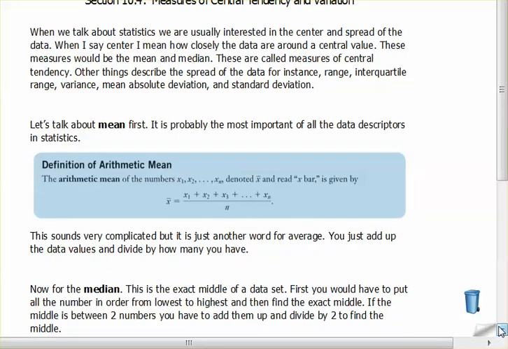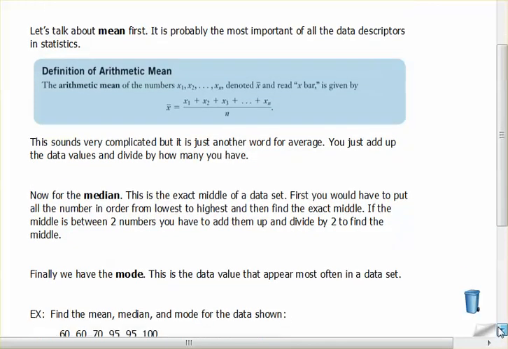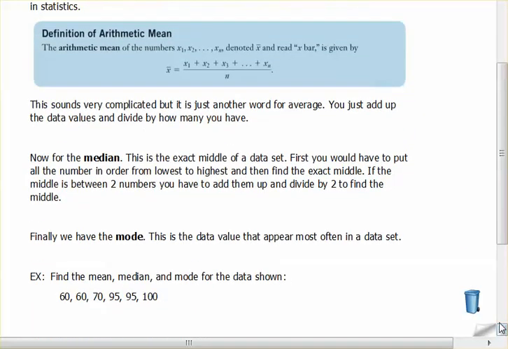Also, we need to talk about the median, which is another measure of central tendency. The median is the exact middle of a data set. To find the exact middle, you first have to put all of your numbers in order from lowest to highest, and then find the exact middle. Sometimes the exact middle is in between two numbers. If that's the case, you add them up and divide by 2 to find the middle. Think of the median as you're driving down the road, and the thing in the exact center or middle of the road is called the median.